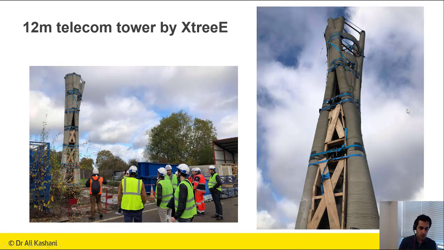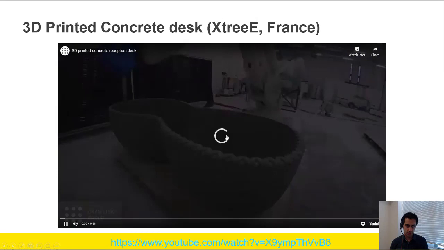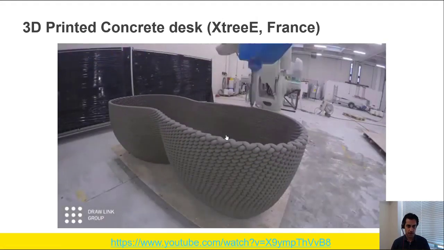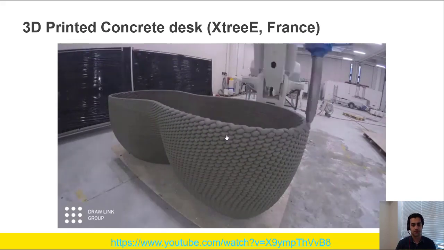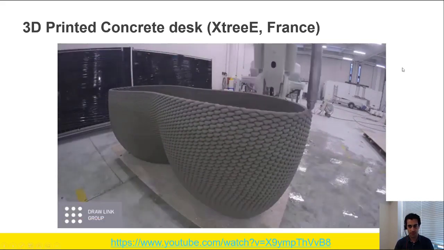And also other projects, for example, this telecom tower by X3 that has been 3D printed and prefabricated into different elements and then assembled on site in order to give that telecom tower. It can also be landscape furniture. So for example, again by X3E, that's landscaping furniture that you can see in this video.